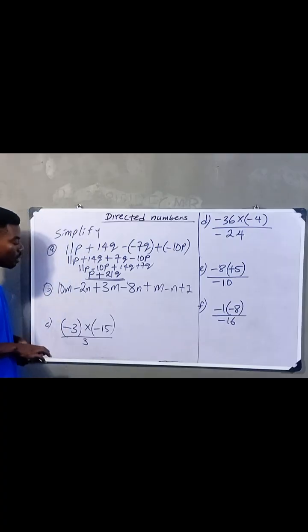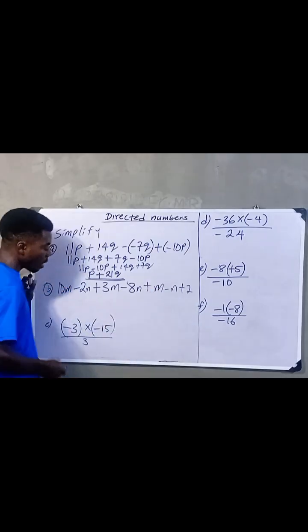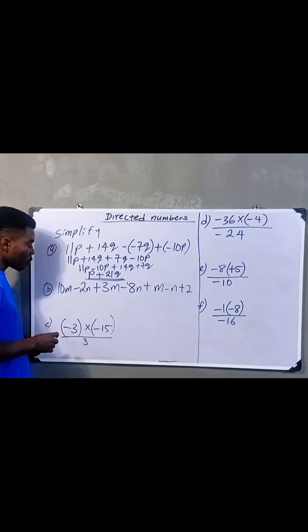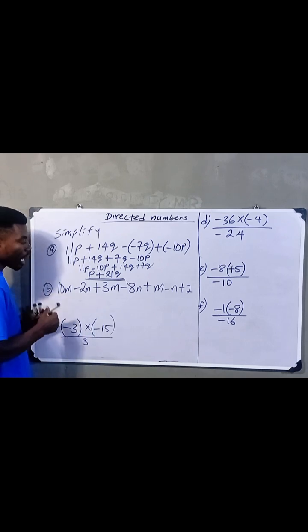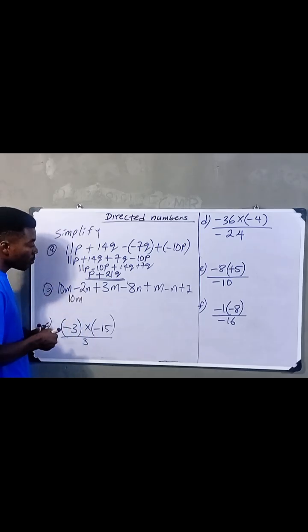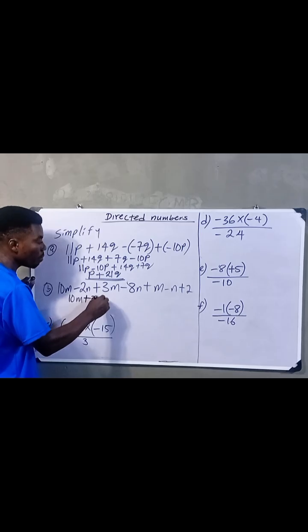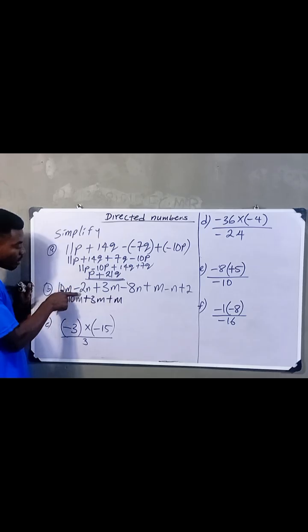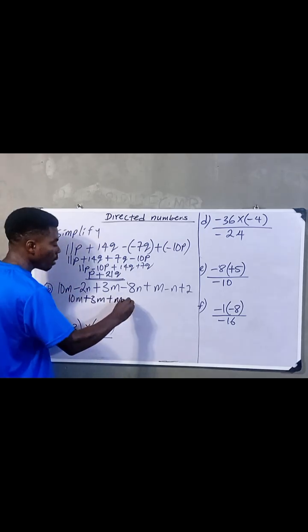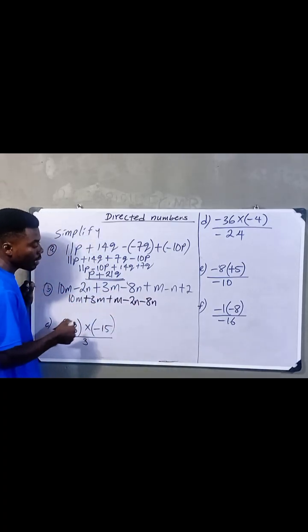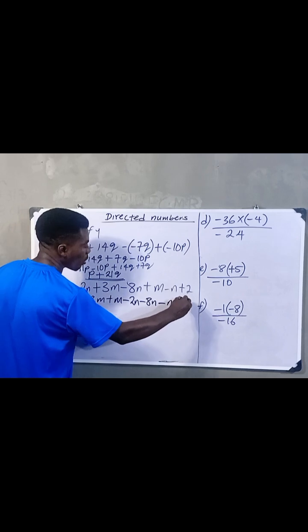Now the second one, so we have two different alphabets here and a constant. How do we solve? We start by rearranging or regrouping them. Okay, so in regrouping, we bring all the m's together. That becomes 10m plus 3m plus m. We are done with m. Then the next is n, and this is negative 2n, minus 8n. Is there any other n? Yes. Minus n plus 2.